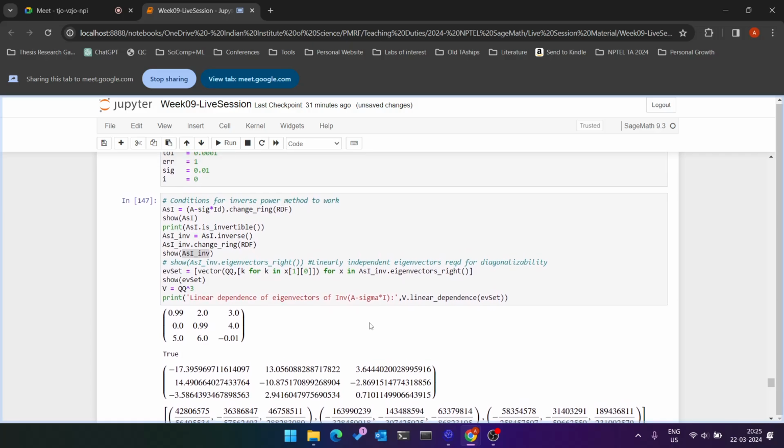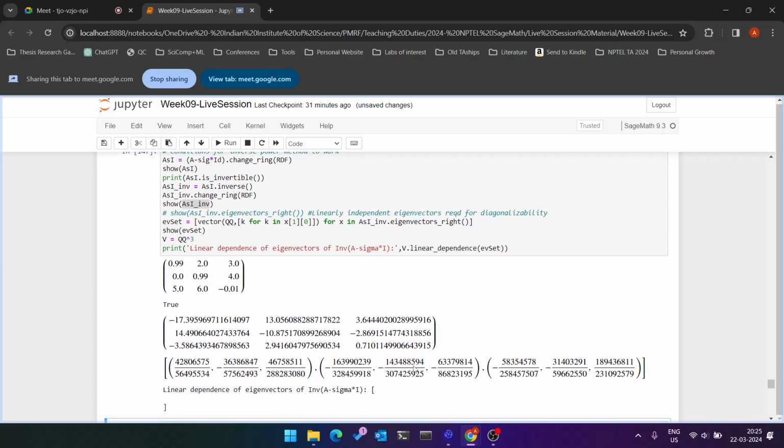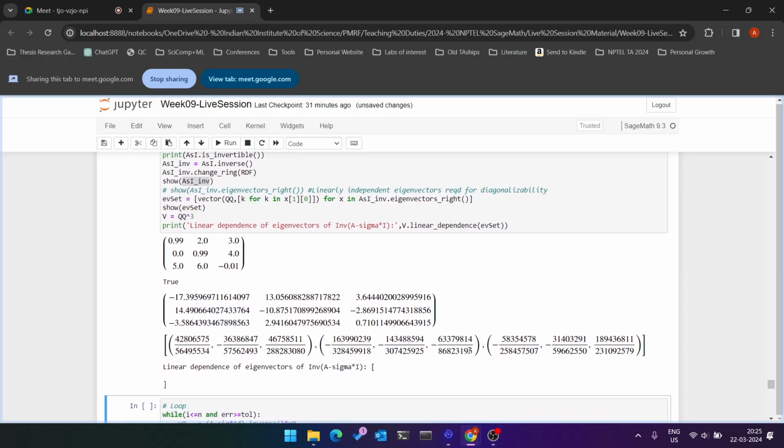Okay, so let us see what we have. This is A minus sigma I. A minus sigma I is indeed invertible, so we invert it. This is the inverted matrix. Once I get the eigenvectors, these are the eigenvectors in the Q space. I check the linear independence of the inverse of A minus sigma I eigenvectors in the Q3 space. The output is an empty bracket, meaning that the inverse of A minus sigma I has eigenvectors that are linearly independent, which is the necessary condition for using the inverse power method.